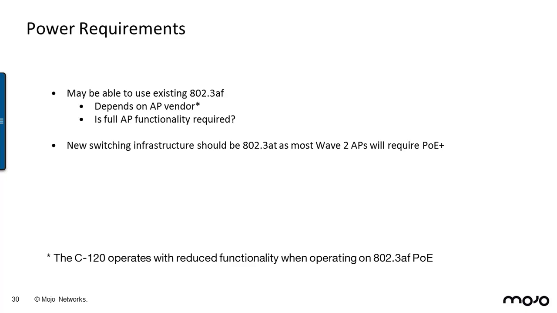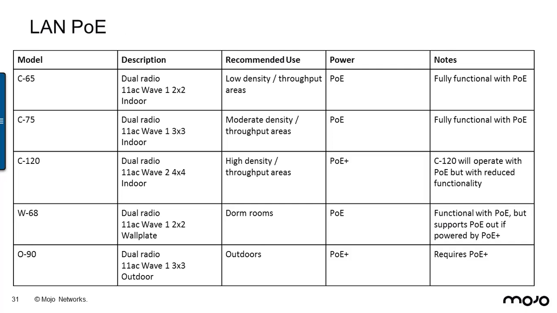So we do recommend opting for AT power or PoE plus for the C120, and for that matter, that's true for other Wave 2 APs in general. All right, LAN PoE. This is just a table we put up there. It's in the guide again for reference for the different models of 11AC access points that we have at Mojo Networks, and then a description of the capabilities and so on, and then recommended use case. The C120 would be recommended for high density, high throughput areas. Again, it also has the PoE requirements there, but will function with reduced functionality if it's using AF power.